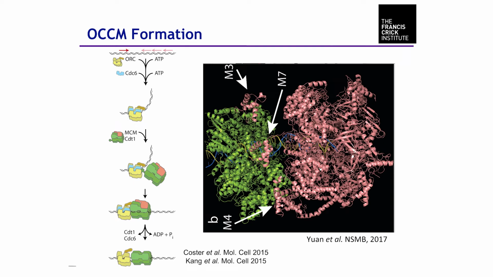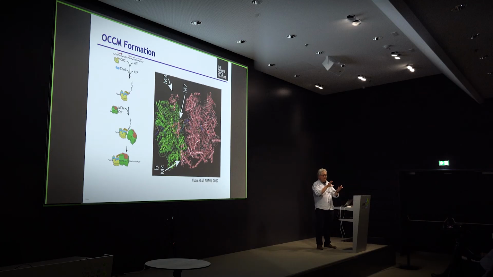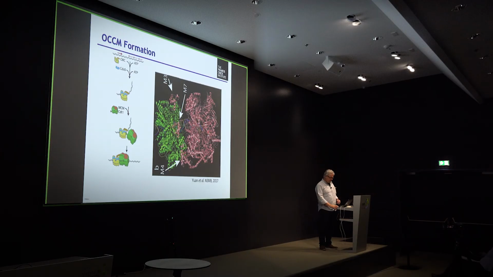So the DNA is just slotted in. This is all in ATP gamma S. So this is basically that structure, what we see in ATP gamma S. It's this thing we call the OCCM complex. You can get all the way to this point without any ATP hydrolysis. So ATP gamma S supports everything up to this point, but it won't go beyond this point. This is where you need ATP hydrolysis.